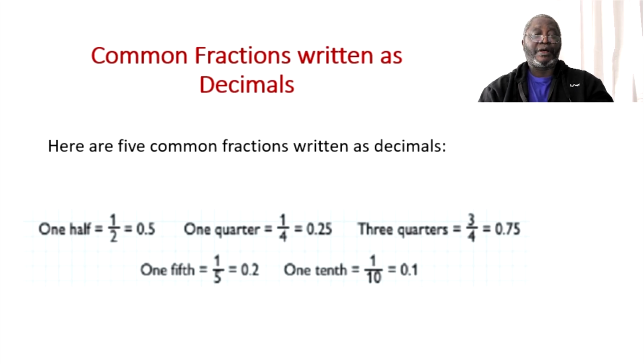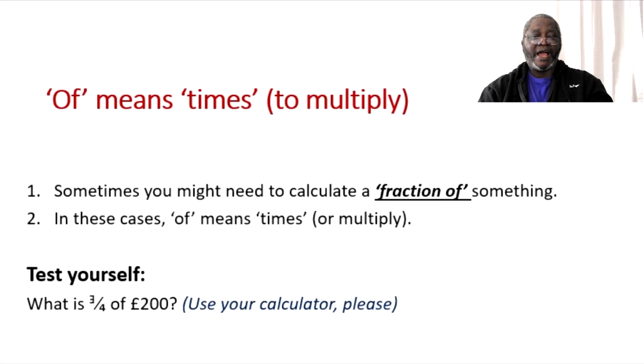So that means that of means times, to multiply. 1 of 3 means 1 divided by 3. 2 of 5 means 2 divided by 5, and so on. So sometimes you might need to calculate a fraction of something. In these cases, of means times or multiply. Okay? That is when you want to find a fraction of something.